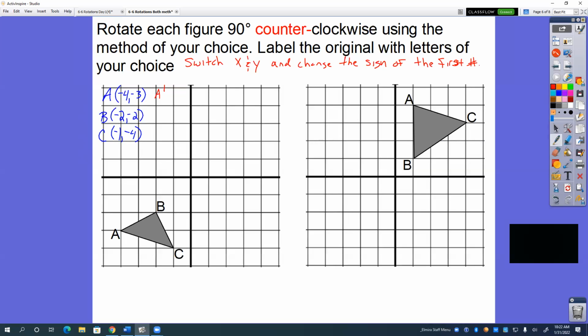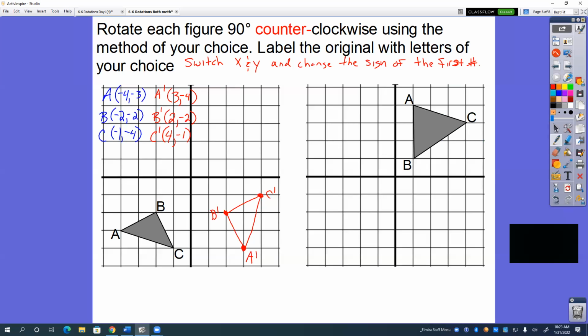So A prime would be 3, -4. B prime would be 2, -2. And C prime would be 4, -1. So 1, 2, 3, 1, 2, 3. A prime, 2, -2, and 4, -1. Okay, so again, there's your rotation.